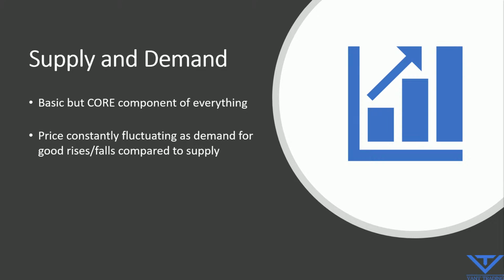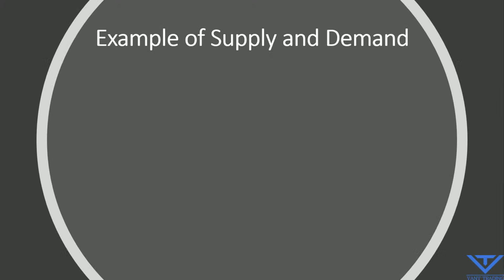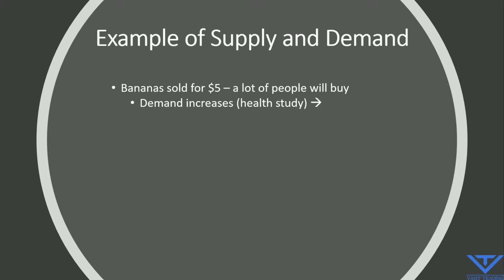I'm going to give you, and I apologize if some of you feel insulted by the stupidness of this example, but this really helped some of our people who had difficulty understanding supply and demand. There are people out there who do have trouble, so bear with me for a moment. Imagine that bananas are out there and they sell for $5, and a lot of people love bananas and they buy them. Well, the demand increases for bananas suddenly because a health study has come out and says, oh my God, you eat bananas, you're healthier, you live longer.